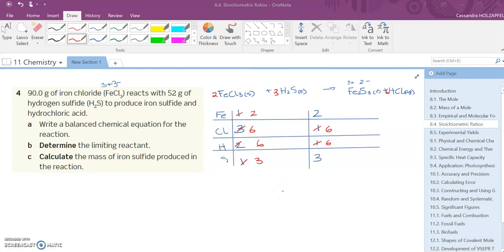You know what, guys? I've just gone ahead and I've just balanced the equation, and I've realized I've only got about a minute left. I've only got 15 minutes to do these videos. So I might actually stop this video here, and I'm going to keep going through how to find the limiting reactant and the mass of iron sulfide produced in the reaction. And the last question I want to go through for this chapter is question 6.